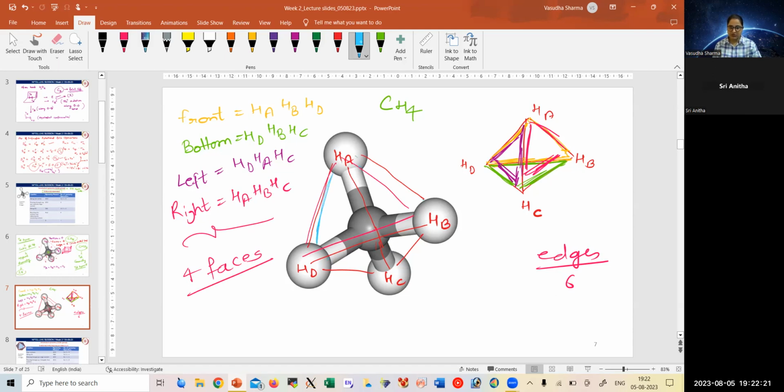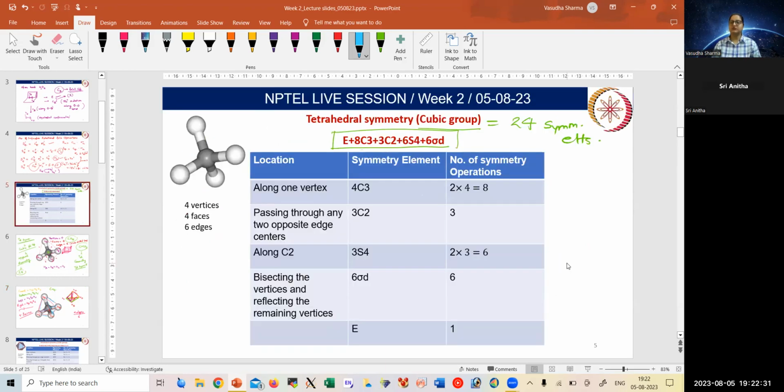Now 1, 2, 3, 4, 5, and 6. So 6 edges are there. Why is this information important? Because we will be explaining how we can generate the symmetry elements and how we can understand which symmetry element is passing through what, because this kind of complexity has come. It is not a simple molecule, or one with a very small number of symmetry elements.